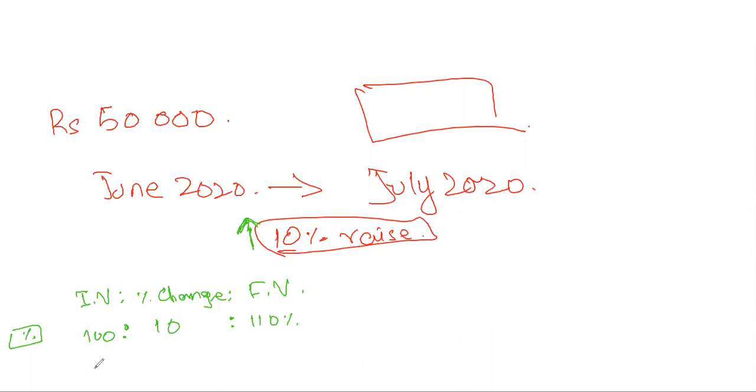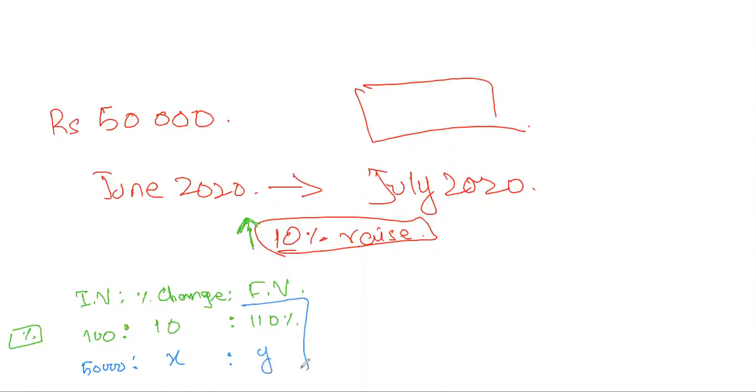Okay. So since this is 110%, now I have to plug in the actual values. Do I know the initial value? Yes, I know the initial value. It is 50,000. Do I know the percentage change in terms of value? No, I don't know how much the salary has increased. I know that it has increased by 10%, but I don't know the amount. Do I know the final value, the increased salary? No, I don't know that. I have to find that.